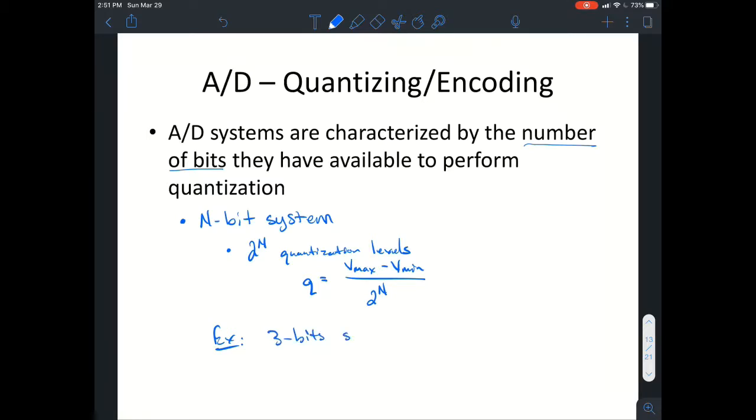Before we go on to it, let's go ahead and break down what Q is. Q equals Vmax, and Vmax here is going to be 1 volt, minus the minimum, which is going to be negative 1 volt, all over 2 raised to the 3. We do our math here, we end up with a 2 in the numerator and an 8 in the denominator, and we end up with this being 0.25, and probably should carry those units over. So 0.25 volts is going to be our quantization level.